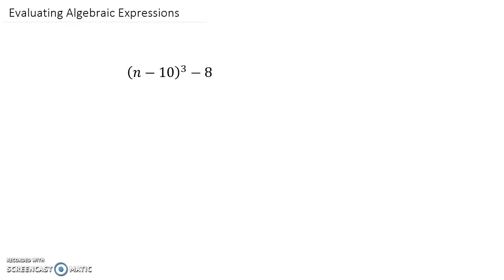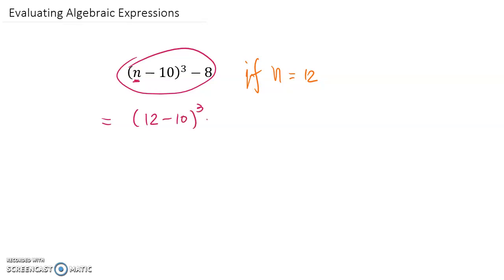For example, if I tell you, evaluate this expression if n is equal to 12. Now, knowing that n is 12, we can evaluate this expression. First of all, let's replace n with its value, which is 12. So we have (12 − 10)³ − 8. Now we have to figure out what that is.